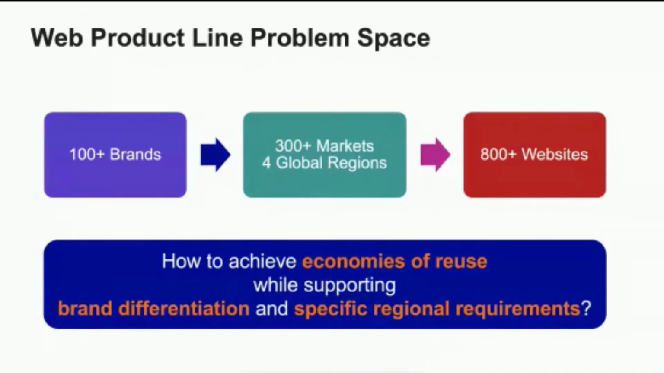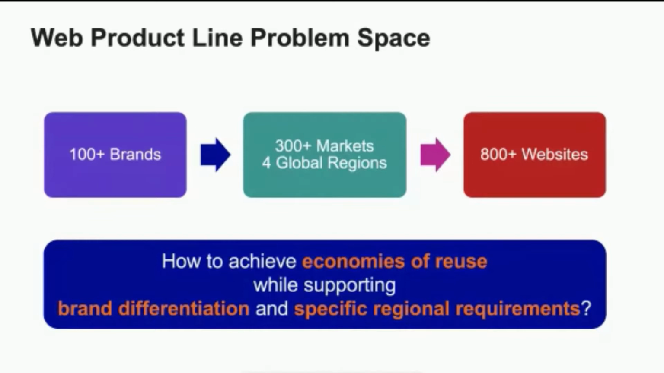And the real foundational problem for us, and the one that we'll keep coming back to, is how to build things that are reusable across all of our brands and all of our markets and all of our websites, while at the same time allowing those brands and those markets to differentiate. Listerine doesn't want to look like Band-Aid, doesn't want to feel like Band-Aid, doesn't really want you to even know that they are part of the same company.